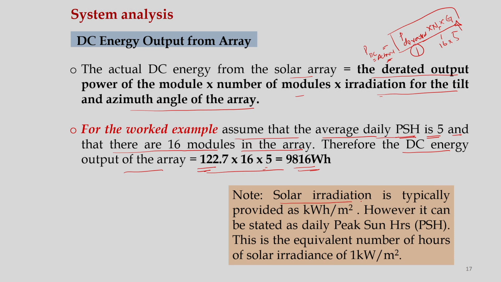This solar irradiation is typically provided as kilowatt hour per meter square. It can also be stated as peak sun hours. So, this is the equivalent number of hours of solar radiation of 1 kilowatt per meter square. That is why we have multiplied with 5. So, it will be 9816 watt hour. This is important.